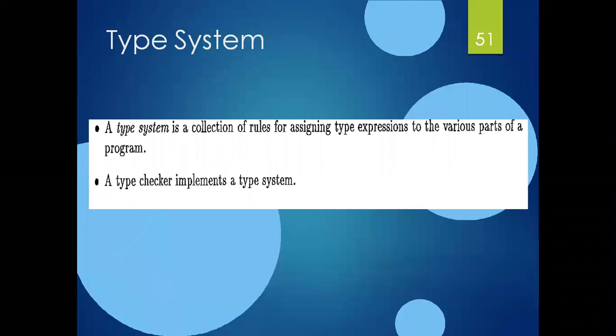And finally, type system. A type system is a collection of rules for assigning type expressions to the various parts of a program. Here the type checker implements a type system. Make a note of this. Type checker implements a type system.